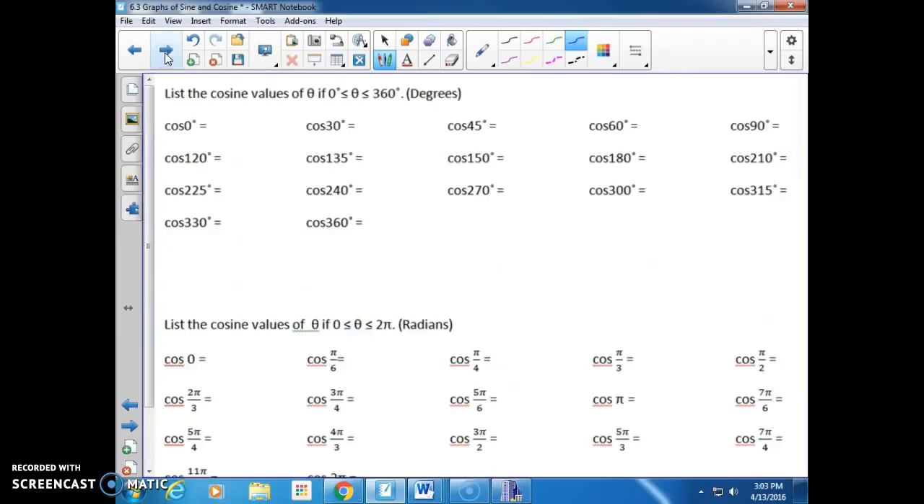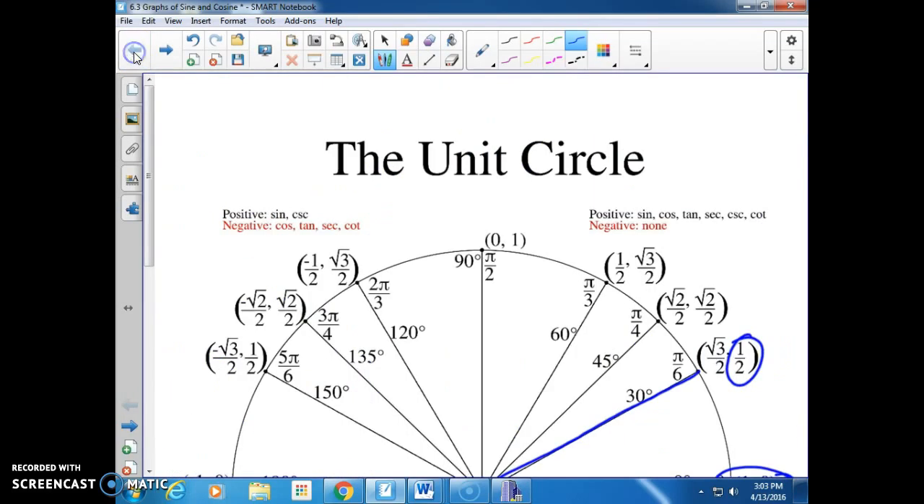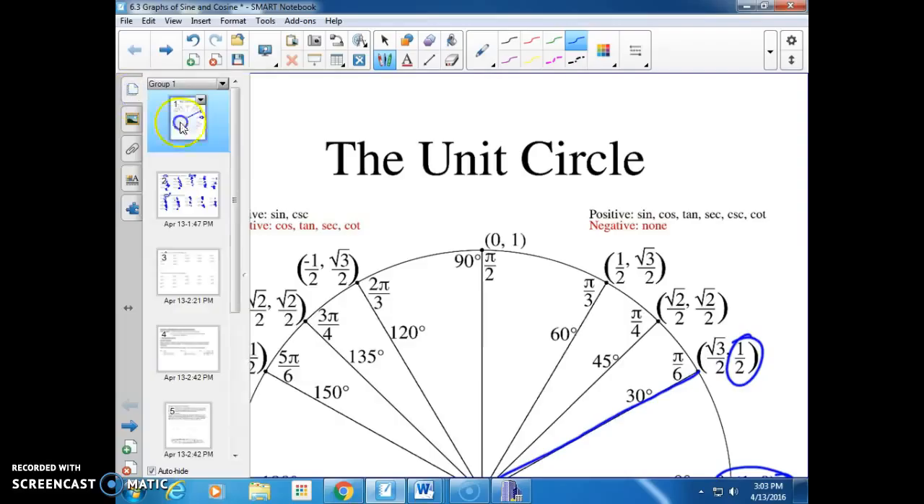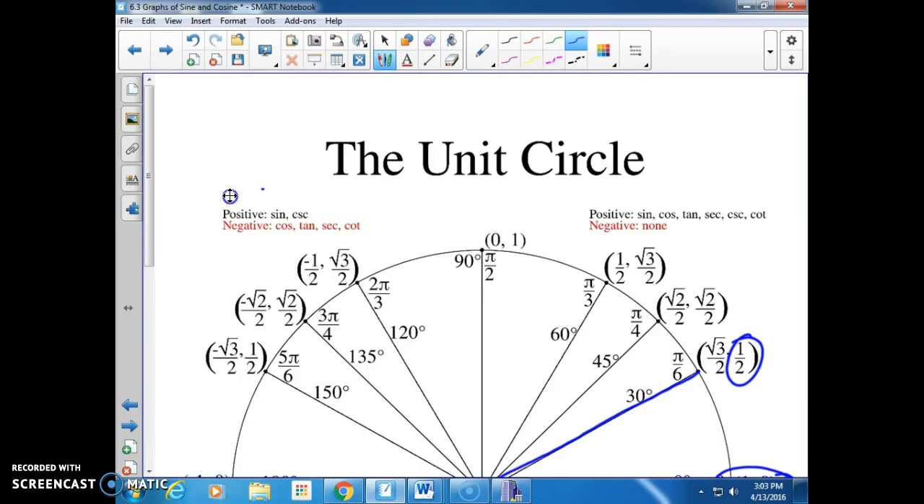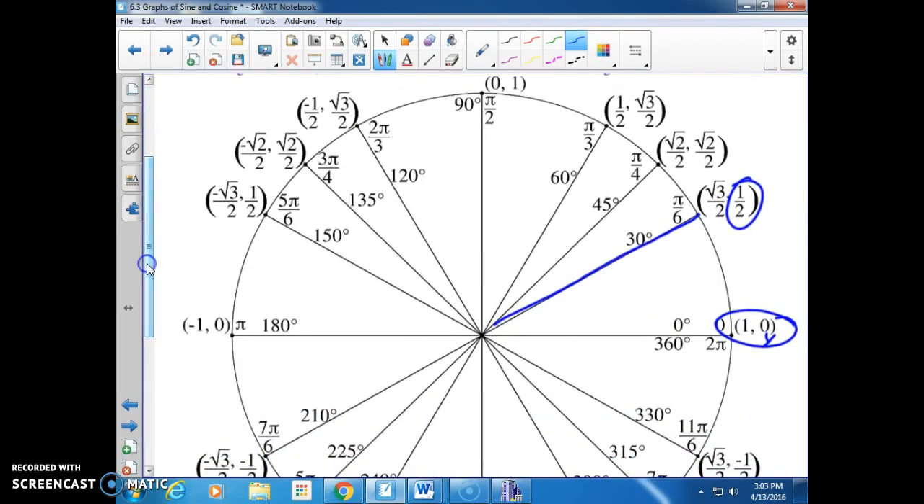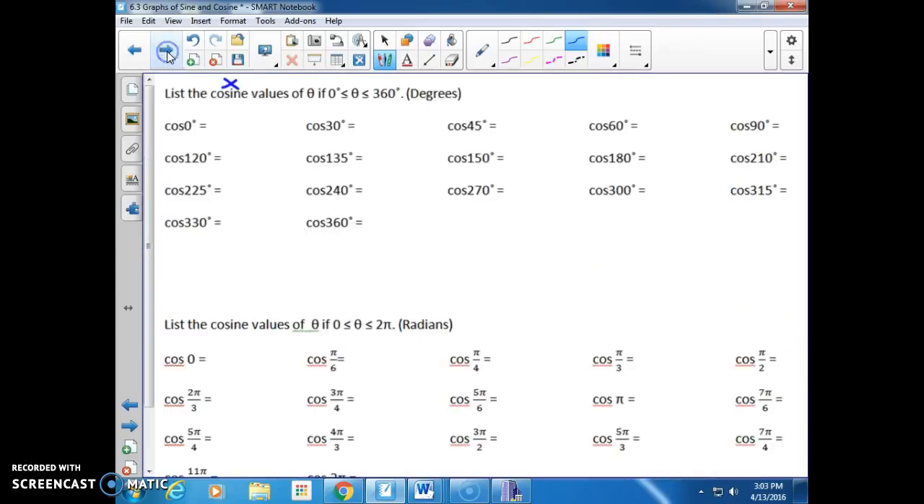I'm still going to use my unit circle. But remember, cosine now is the x value. So when I look up 0, I'm actually going to look up the x values. So if I go ahead and look at 0, my x value is 1 this time. So the cosine of 0 is 1.